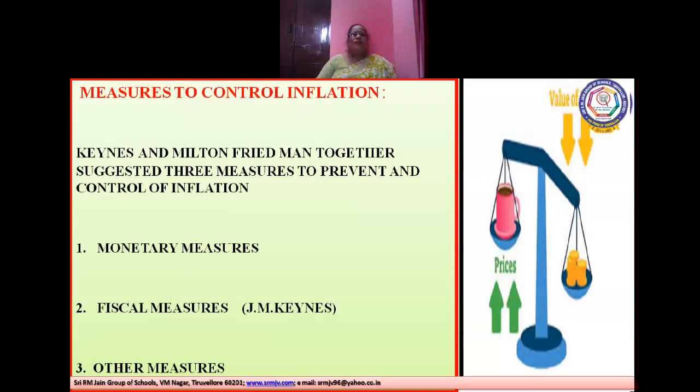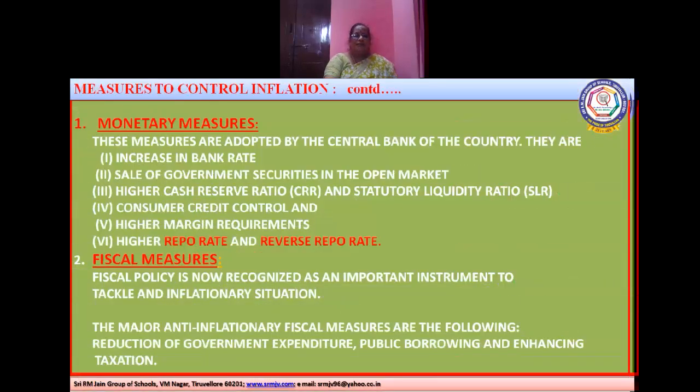Now, how to control this inflation? What are the measures that have been found out? By whom? Now we are going to see. Keynes and Milton Friedman together suggested three measures to prevent and control inflation. They are number one, monetary measures, number two, fiscal measures, number three, other measures. Let us go in detail one by one.